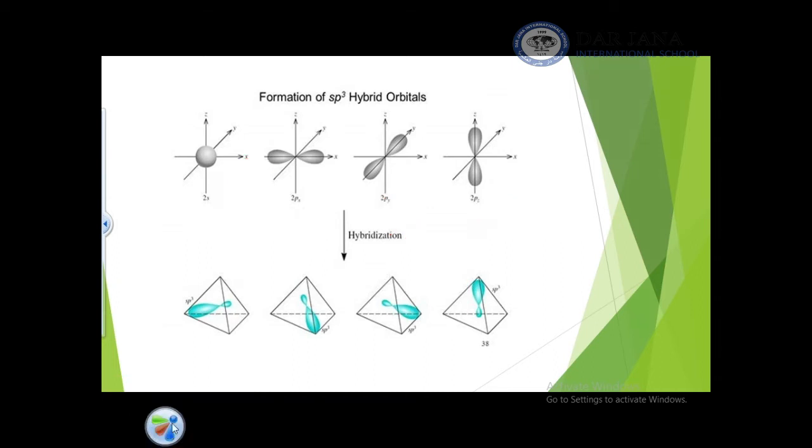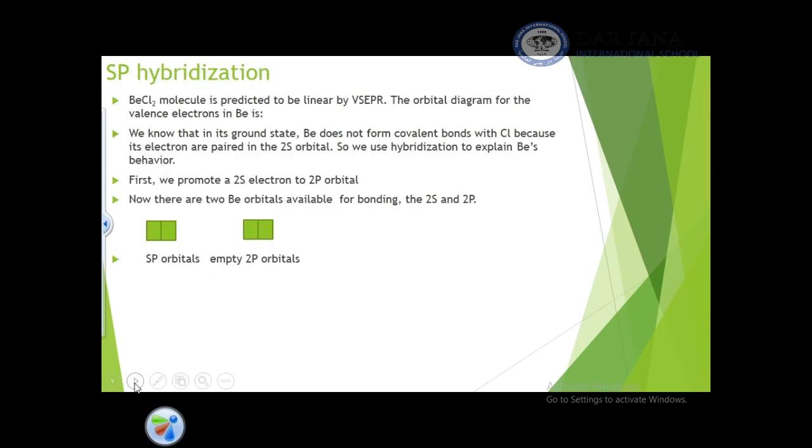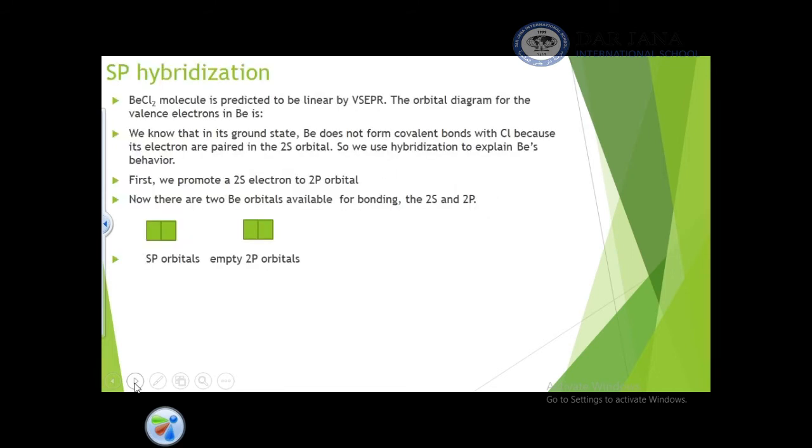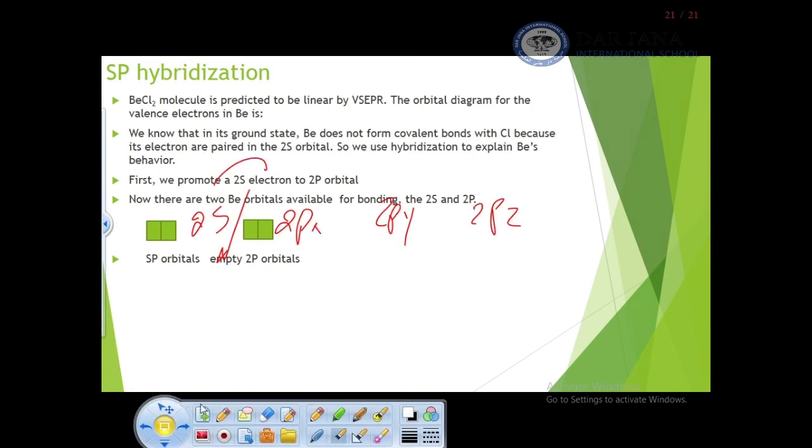Let's continue our PowerPoint. We have sp hybridization now. We have BeCl2. BeCl2 is AB2, okay? So it's AB2. Why AB2? Because AB2 is linear and it's 180 degrees, as you can see. It's a linear shape.